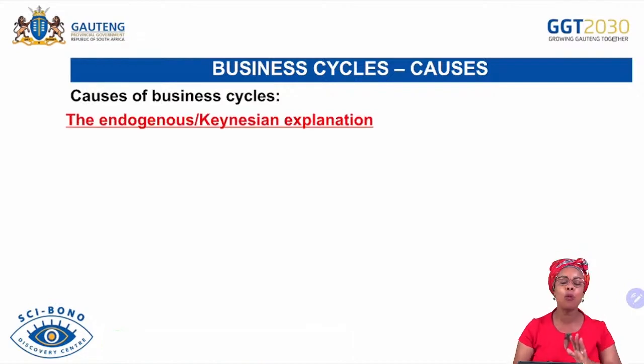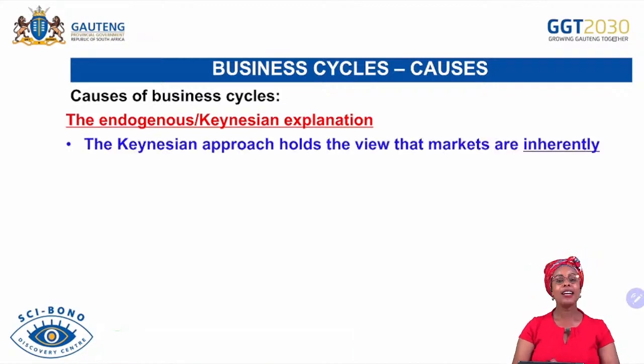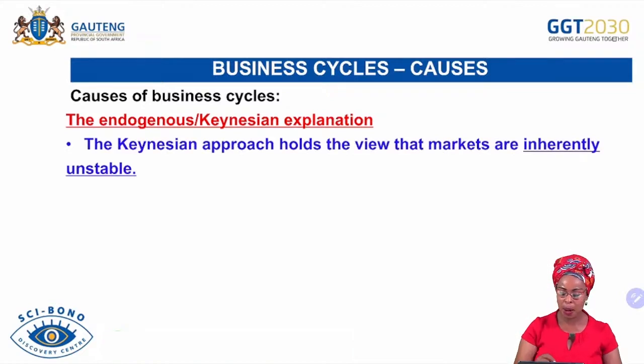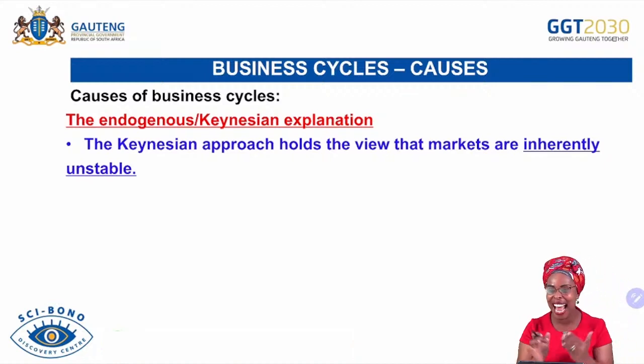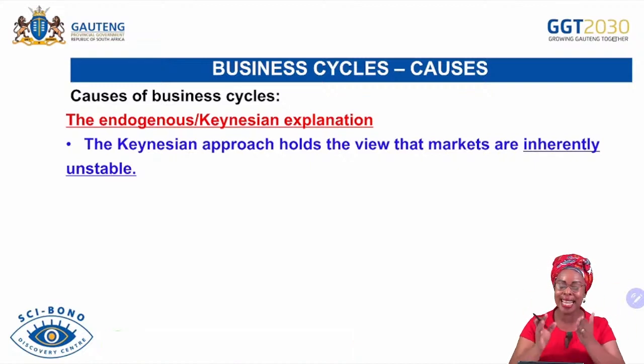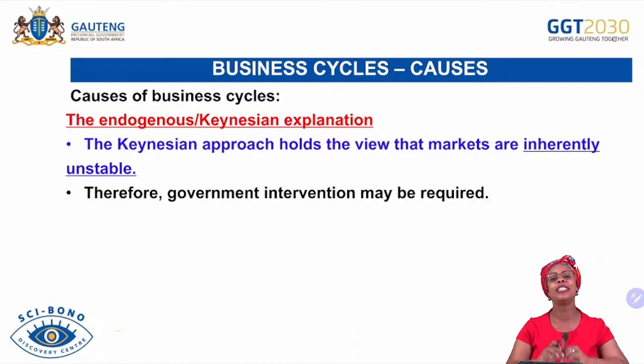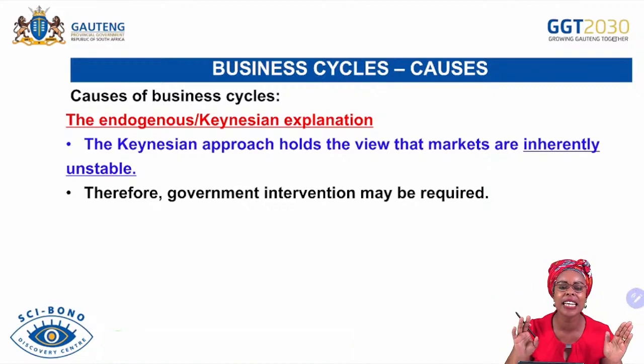Then let's hear what the Keynesians are saying. We also have endogenous causes of business cycles, or you can call them the Keynesian causes. The Keynesians believe that markets are inherently unstable. Remember, the monetarists believe that markets are inherently stable. They don't even need government intervention. But the Keynesians feel that markets are inherently unstable. Therefore, government intervention is required.